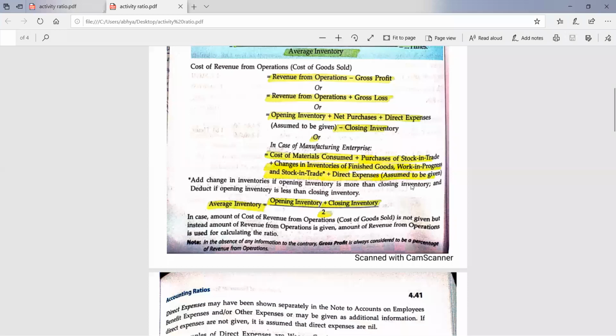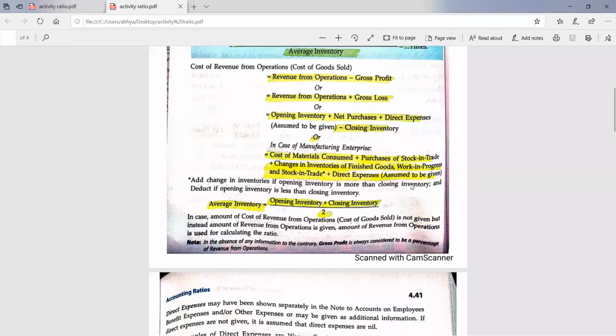First three heads, I'm repeating, first three heads of expenses: cost of material consumed, purchases of stock in trade, changes in inventories of finished goods, work in progress, plus direct expenses. Again, if it is given, only then we will consider it. Otherwise, we will take it as zero. So am I clear with this formula of cost of goods sold? You have to calculate it every time. It will not be given in the question. So you will use any of the three formulas depending on the information given.